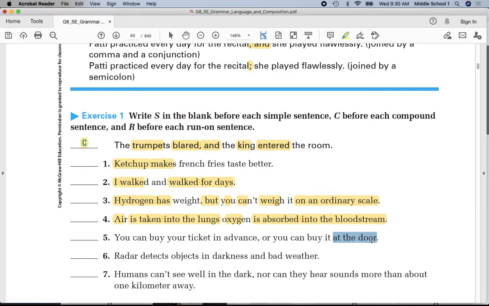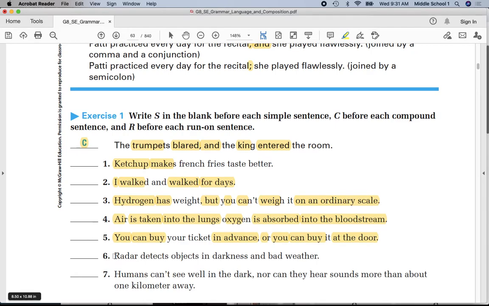Number 5, I'm noticing some prepositional phrases. At the door, in advance. I also notice it has a comma and a conjunction or. When I separate that out, I see it's compound because I have two simple sentences. You once can buy twice. You once can buy twice in the second sentence. This is a compound sentence. Put a C on the blank.